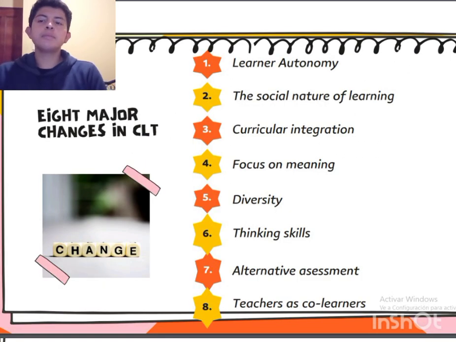Now let's see the eight major changes in CLT, which are the following. First, learner autonomy. This means that we have to give students free choices over their own learning as well as the process they will employ. For example, the use of small groups. And the social nature of learning. This means that learning depends upon interaction with others and it is not an individual activity.